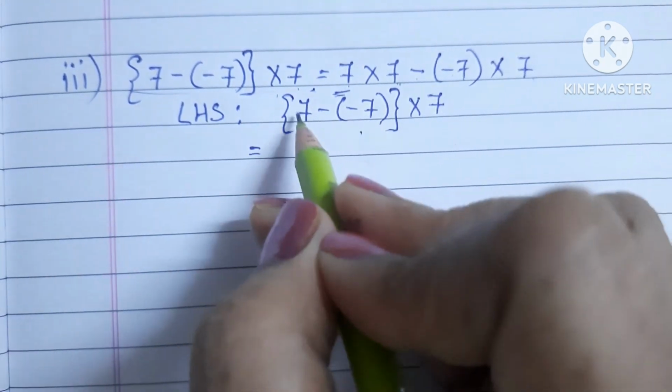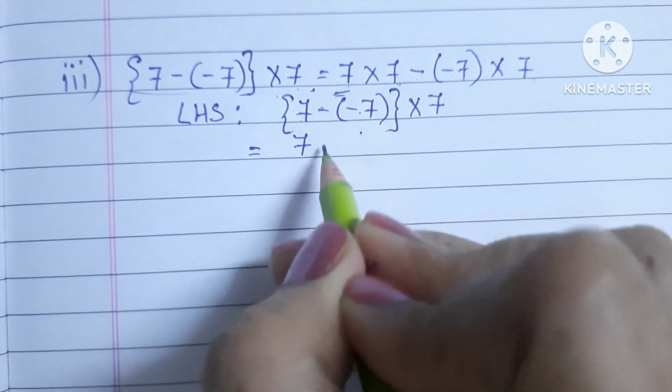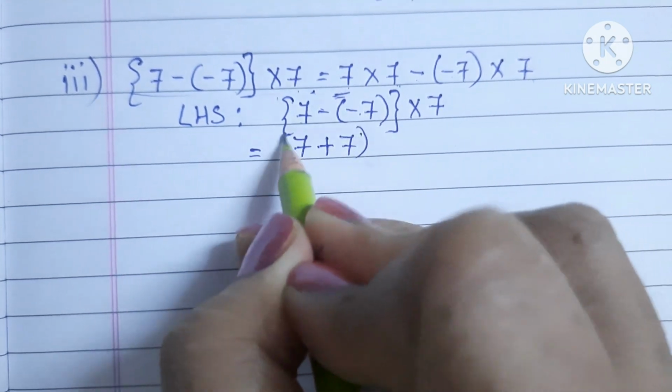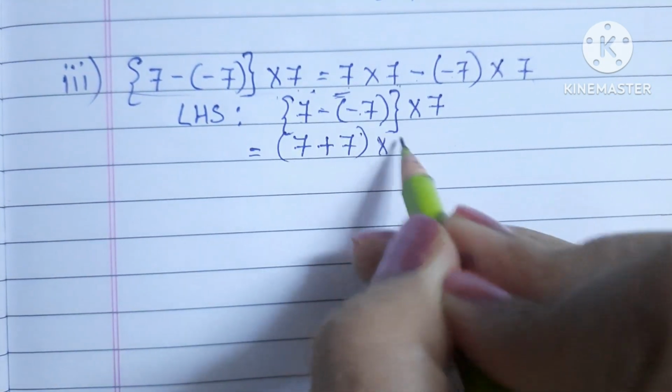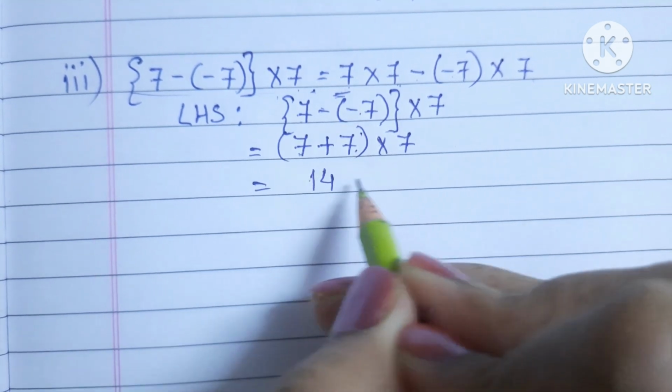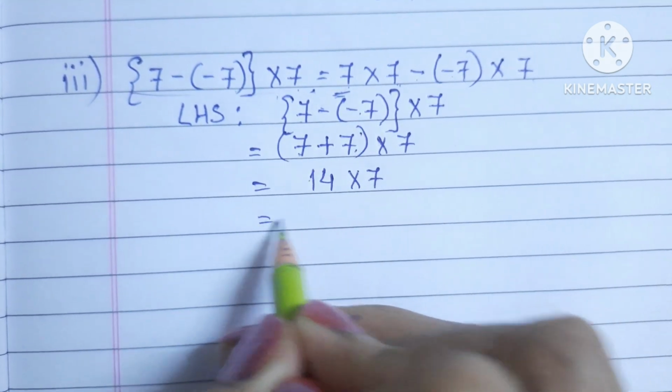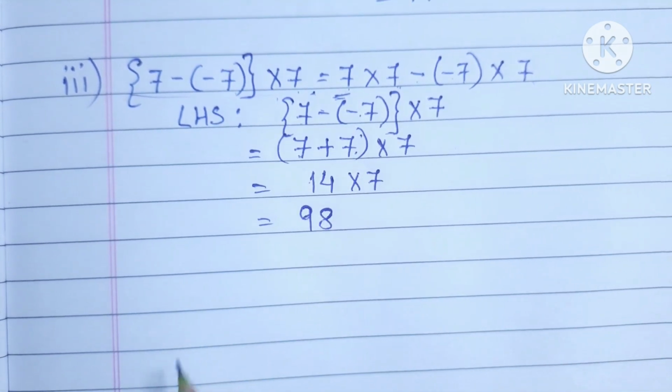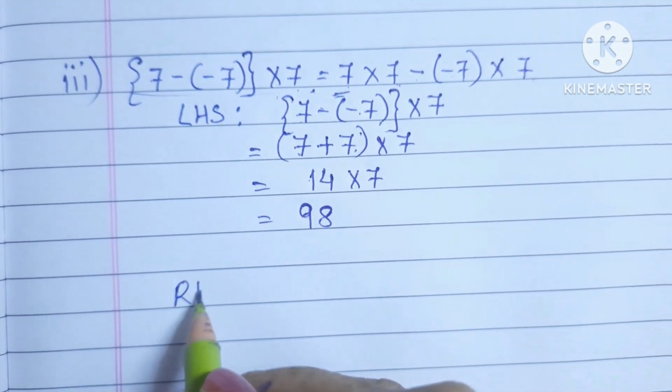We shall solve the bracket first. 7 minus minus, so this becomes plus. 7 plus 7, both are positive numbers, so 14 multiplied by 7 gives me 98. Now the right hand side.